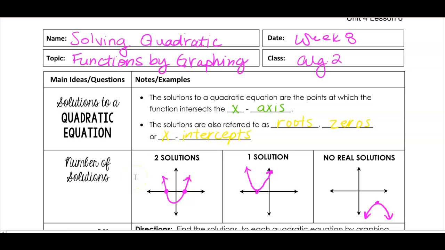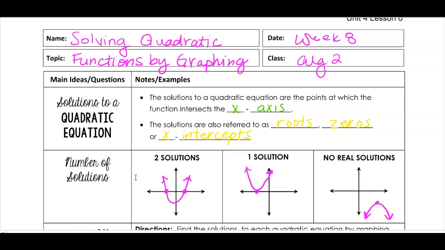Today's notes are solving quadratic functions by graphing, and this is Unit 4, Lesson 6. In our previous lesson, we talked about solving quadratic functions by factoring, and in this lesson, we're going to make good use of our amazing Desmos tool to find those solutions graphically.